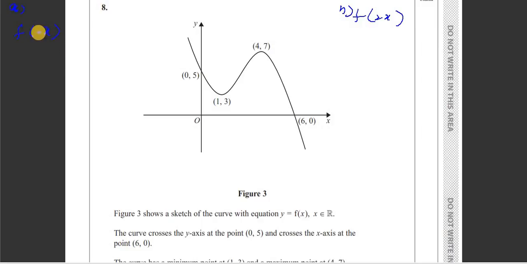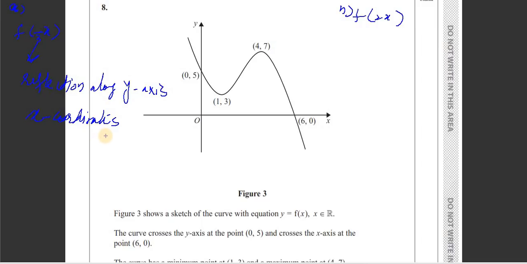So if you see f of minus x, this minus is showing reflection of the curve along the y-axis. And what does this mean? Reflection along the y-axis means the sign of the x coordinates of all the points is switched, meaning if the x coordinates are positive, you make them negative, or if they are negative, you make them positive.